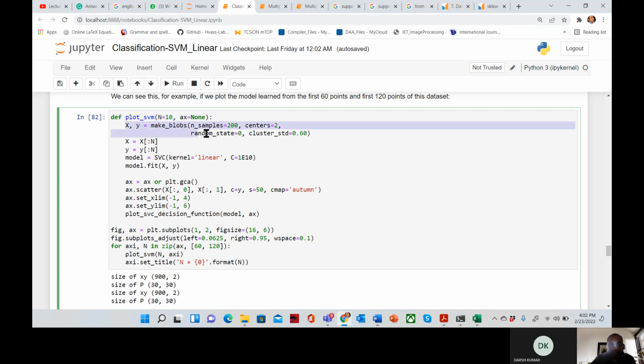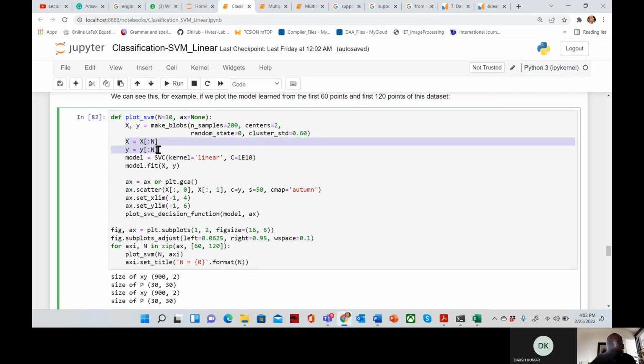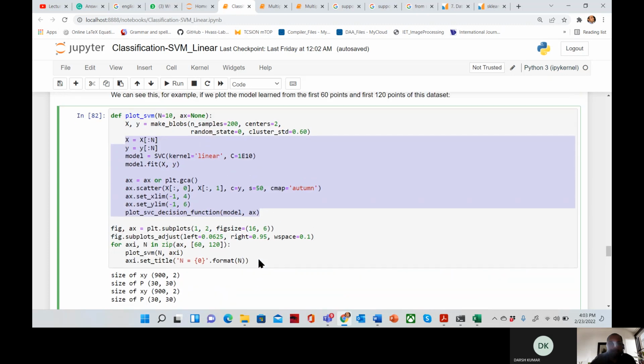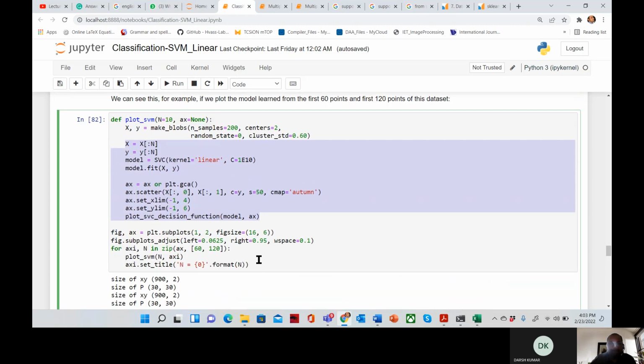So you have taken this data set. Now from this data set, I am just taking how many points? I'm just taking 60 points. Okay. All the things are the same and I'm just plotting this graph. This function we have already created above.